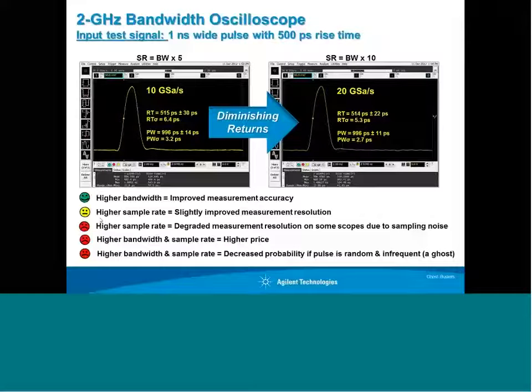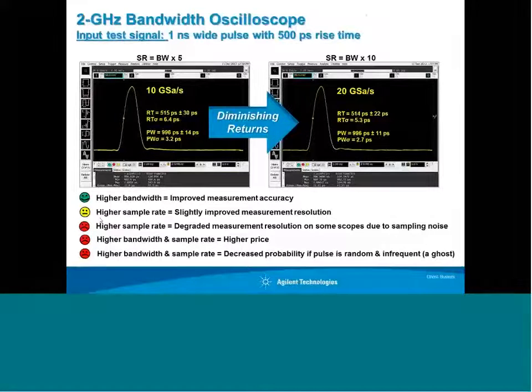Another poor trade-off in going to higher sample rates, it's going to cost you more. Scopes that sample at 20 gig, 40 gig, 60 gigasamples per second, they are extremely expensive. And lastly, higher bandwidth and higher sample rate is actually going to decrease your probability if the pulse is random and infrequent, because scopes that sample at these extreme high sample rates, they're missing a key characteristic that we're going to get to in a few minutes.